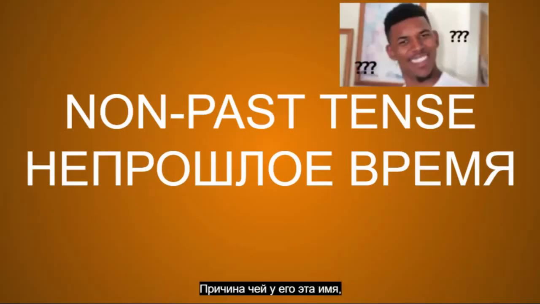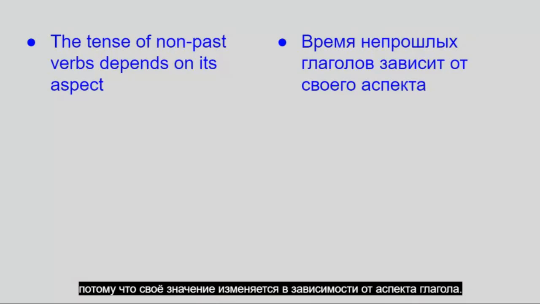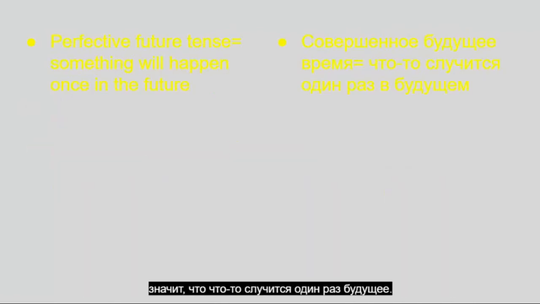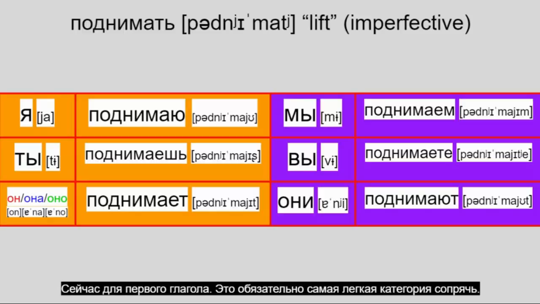Now let's talk about the non-past tense. The reason it has this name is because its meaning changes depending on which aspect the verb is. If the verb is imperfective, then this is the present tense. However, if the verb is perfective, then this is the perfective future tense, meaning that something will happen one time in the future. Now for the first verb, this is definitely the easiest category to conjugate. As y'all can see, with all non-past verbs, the verbs are conjugated for person and number.